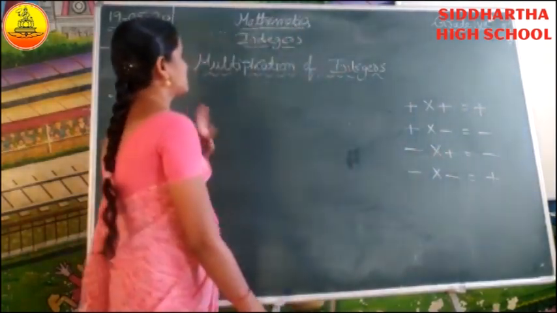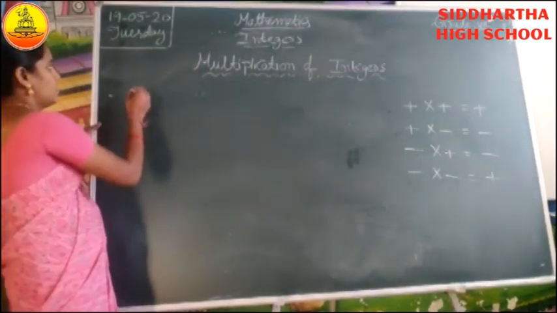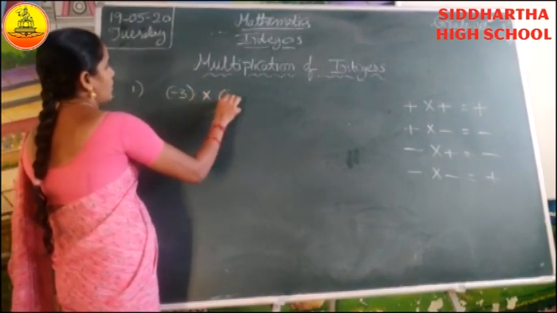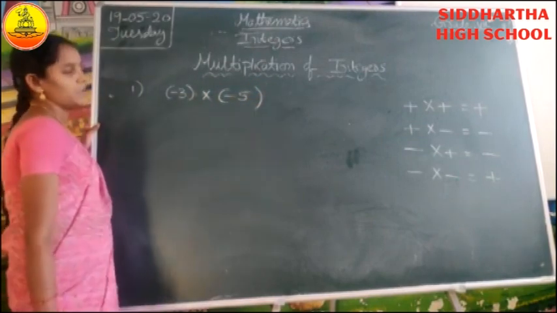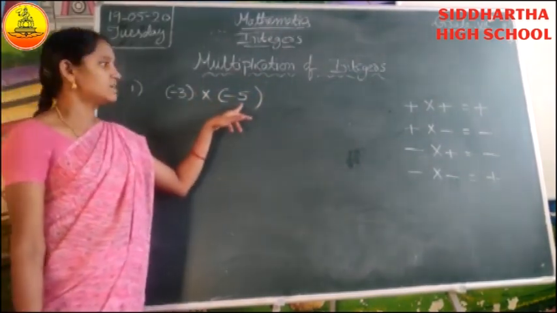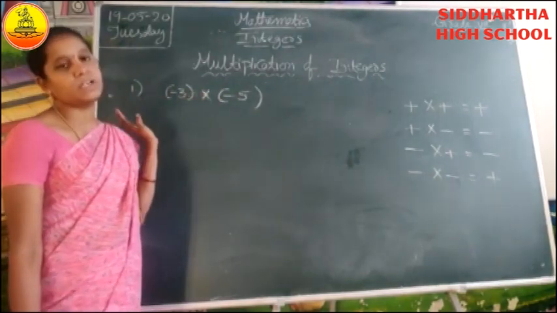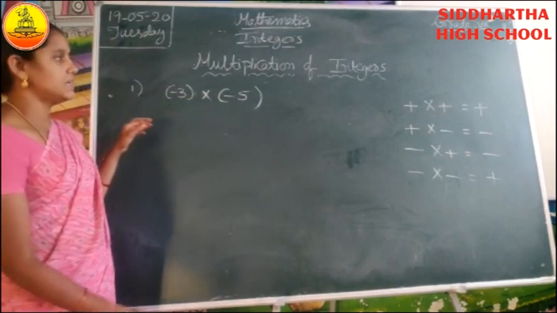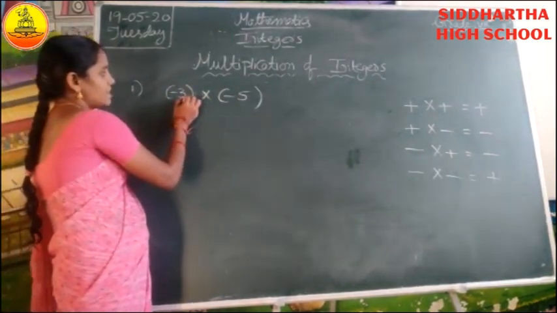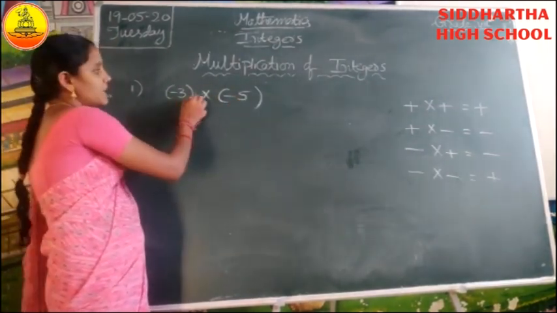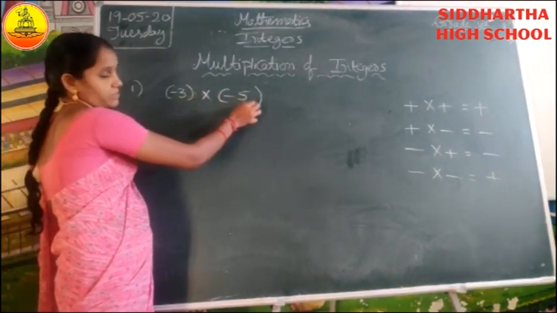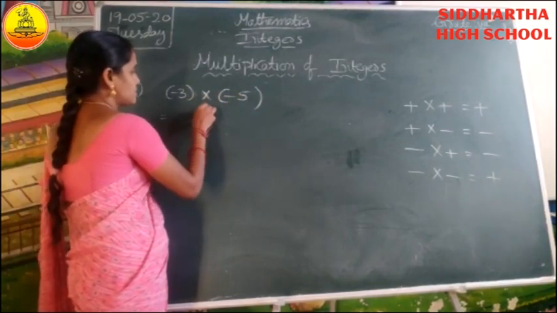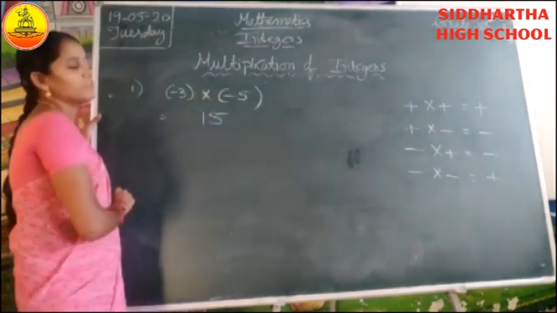First let us multiply two integers. Minus 3 into minus 5. How to multiply? This is a negative integer, this is a negative integer. First step, we have to multiply the numbers. What are the numbers here? 3 and 5. 3 into 5, how much? 3 fives, 3 times 5, 15.